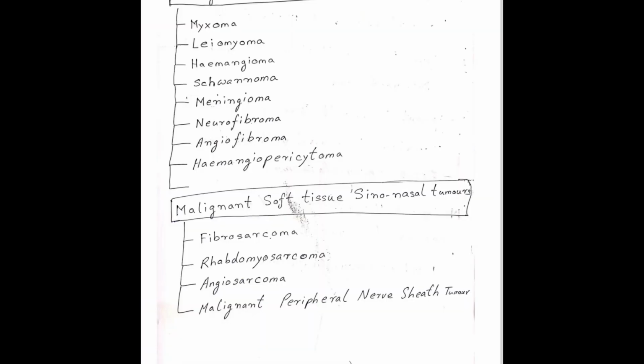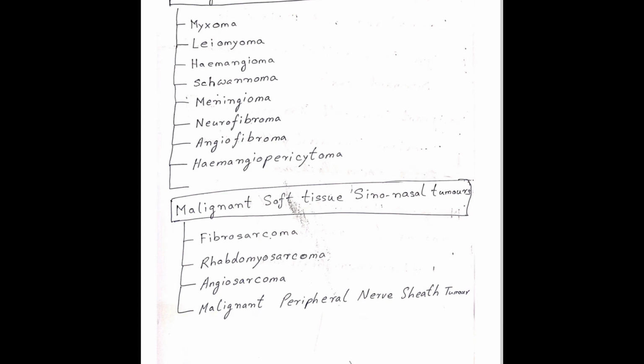Moving on, we have sinonasal tumors of soft tissue origin. They can be both benign and malignant. The benign soft tissue sinonasal tumors are myxoma, leiomyoma, hemangioma, meningioma, schwannoma, hemangiopericytoma, neurofibroma, and angiofibroma. Okay. Moving on to the malignant sinonasal tumors of soft tissue origin, we have fibrosarcoma, angiosarcoma, rhabdomyosarcoma, and malignant peripheral nerve sheath tumor. Let's talk about the other groups.